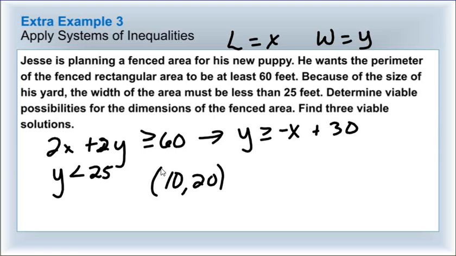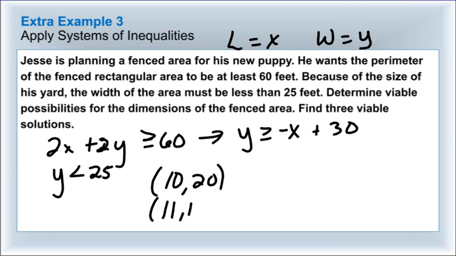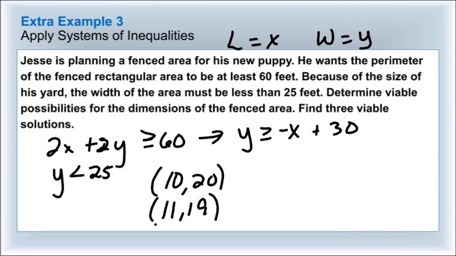We go back to our calculator. We could do 11 and 19. And we could also go 9 and 21. All of those would be viable solutions for the fenced-in area. Now to check it to make sure that it does make sense, if I plug those in for x and y, so 2 times 10 is 20, 2 times 20 is 40, 20 plus 40 is 60, so that's the bare minimum we could have because it has to be greater than or equal to 60.